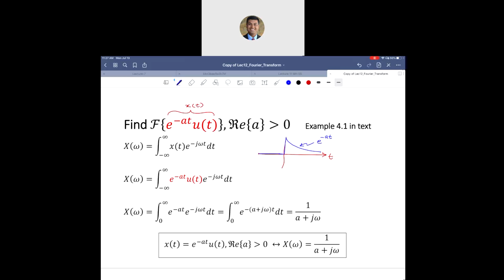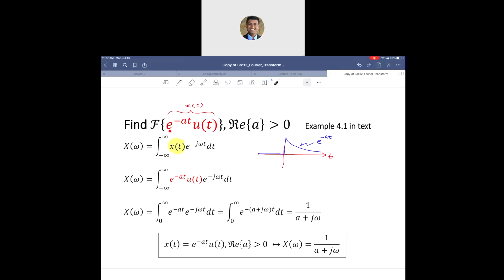And for this particular signal, we are trying to find the Fourier transform. All right, so plug and play, right? So let's plug in e to the minus at u of t in the Fourier transform definition. We are using the direct integration approach here.